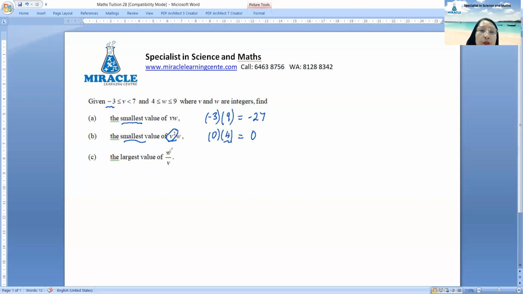And the largest value of W over V. Largest value means the numerator has to be the largest, and the denominator has to be the smallest in order for my overall number to be the largest. So the largest number in W is actually 9. And the smallest one to make it a whole number, which is the largest, is actually 1. I cannot put a negative value, it will give me the smallest value. So the smallest number which makes this value large is 1. So this answer is actually 9.